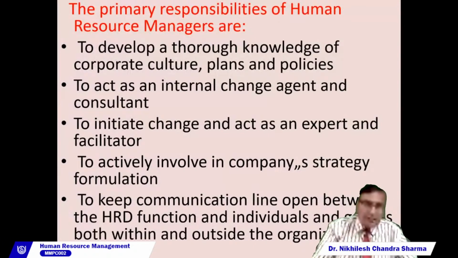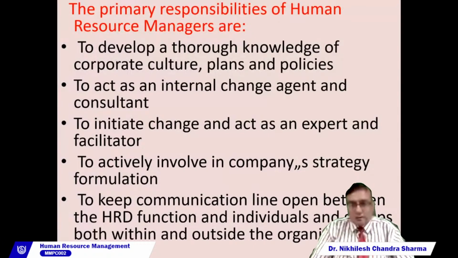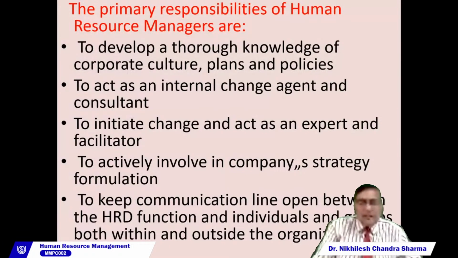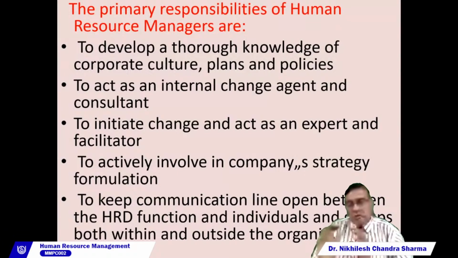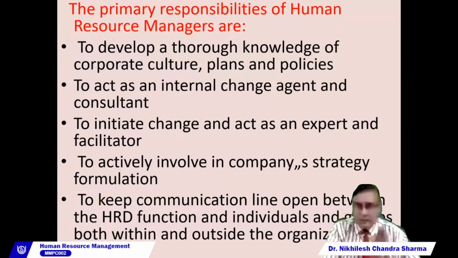They actively get involved in the company's policy and strategy formulation, and keep communication lines open between the HRD function and the individuals and groups, both within and outside the organization. These are the primary responsibilities of human resource management.